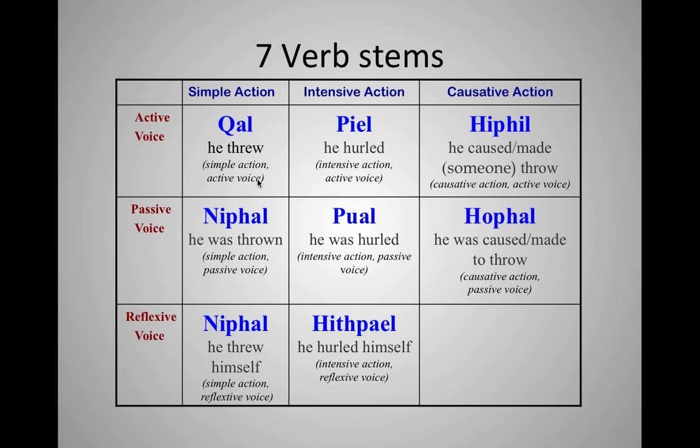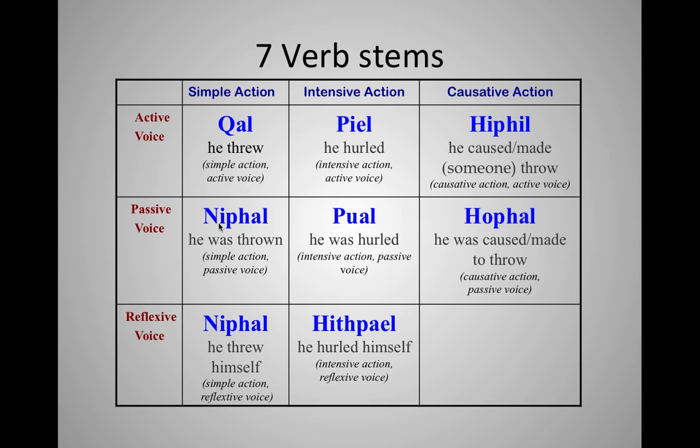So note in each of these blocks, we have the stem, a sample phrase so you can get an idea of what that stem is conveying, and then the two characteristics of that stem, the action and the voice that it conveys. So cal is essentially the most basic type of verb we have in Hebrew. Most verbs in Hebrew are cal, meaning they're simple action, active voice verbs. Nothing overly special about that. It's just a typical way that verbs occur in Hebrew.